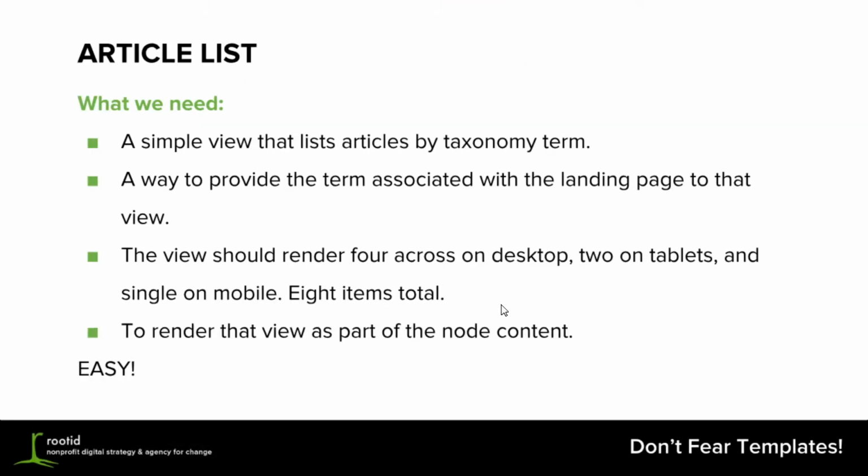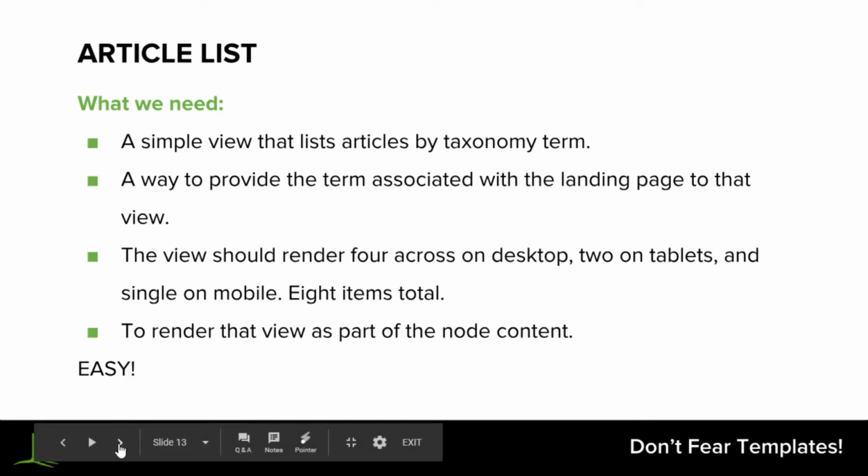So next thing we want on our landing page is an article list. So we need a simple view that just lists our articles by taxonomy term. And we need a way to provide the term associated with the landing page to the view. And what we want is we want the view to render 4 across on desktop, 2 on tablets, and single width on mobile. And we just want 8 items. And we want to render that view as part of the node content, so in the content area.